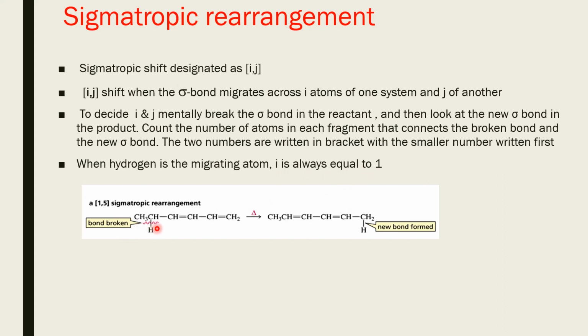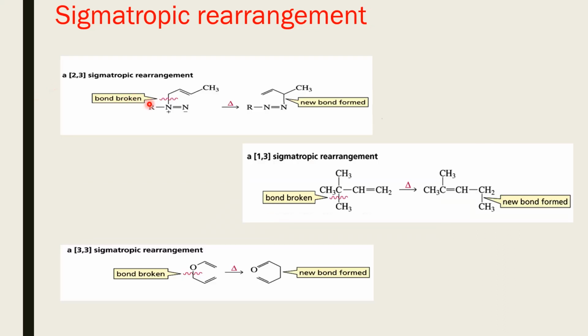Here hydrogen is migrating, so i is fixed at 1. It is migrating from this origin, so we count 1, 2, 3, 4, 5. So this is an example of a 1,5 sigmatropic rearrangement. Let us look at this. Here you have a carbon-nitrogen bond which is being broken, and now a bond is formed between this carbon and this nitrogen. Here the migrating origin is 1, 2 and 3 is the terminus, and on this side it is 1 and 2. So your values for i and j written in ascending order are 2, 3. This is an example of a 2,3 sigmatropic rearrangement.